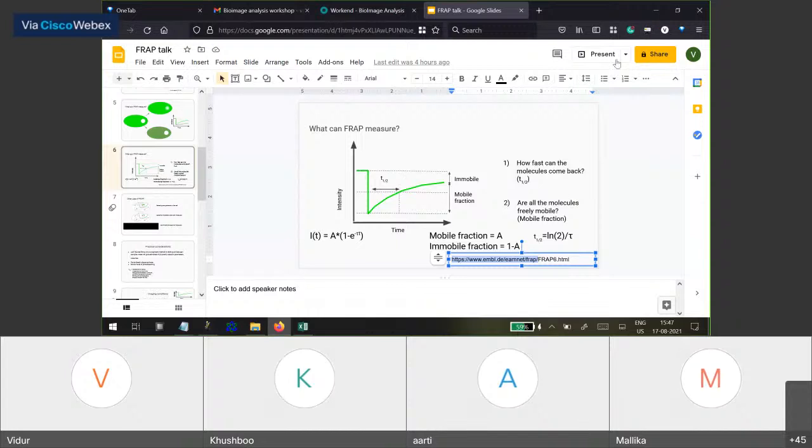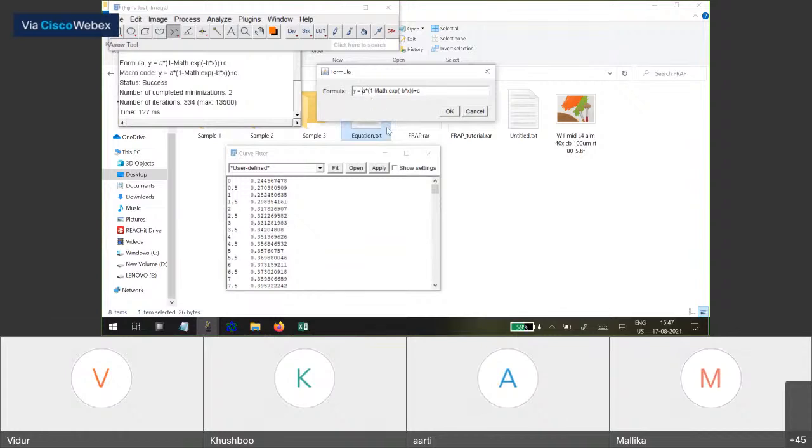Now, since we know this formula, we have to do a simple thing of putting this in a way that Fiji can understand it. So how Fiji understands it is by putting y, which is your intensity parameter, equal to, so y is basically all of these second column values, which is equal to a, which is a constant that needs to be fit, which is your mobile fraction, multiplied by 1 minus e raised to the power. So how e raised to power is read by Fiji is by putting math.exp. Raised to the power minus b into x.